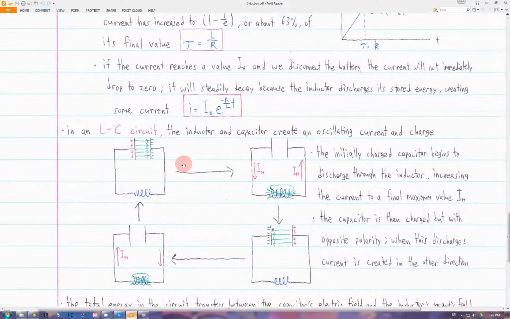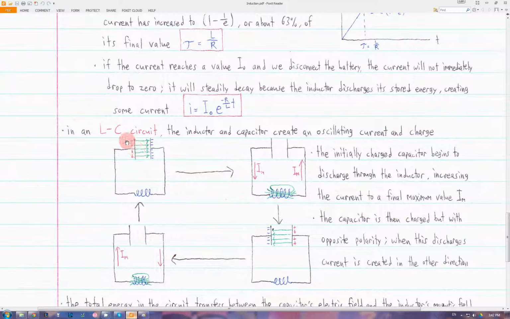So the last type of special circuit that we're going to look at is the LC circuit. And this only contains a capacitor and an inductor. So we start out with the capacitor fully charged. So you can see there are positive charges and negative charges on its plates, and there's an electric field in between them. So the capacitor is going to begin to discharge.